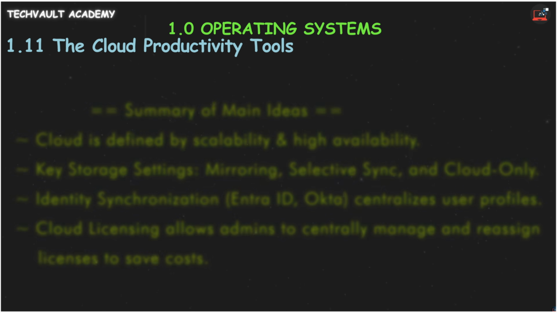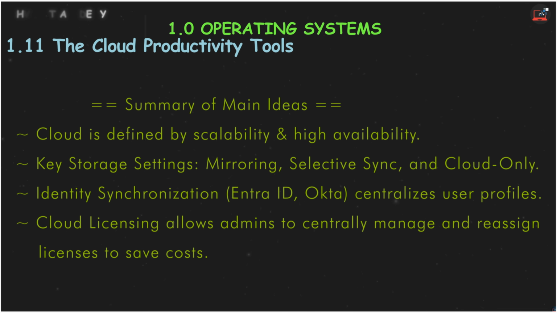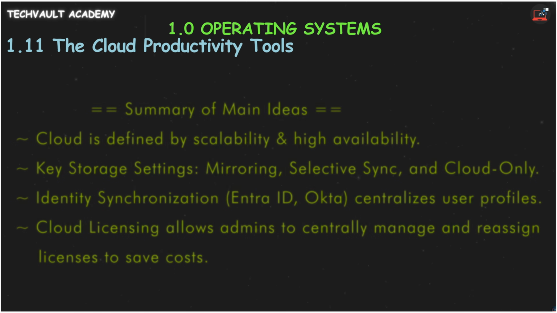To recap, cloud services are defined by scalability and high availability, replacing on-premises hardware. Cloud storage configuration relies on key sync settings, mirroring, selective sync, and cloud-only. Collaboration tools include real-time editing of spreadsheets, docs, and presentations, plus video conferencing and IM. Identity synchronization services like Entra ID or Okta create one central user profile for all cloud apps. Cloud licensing assignment allows admins to centrally manage and reassign licenses to save costs.